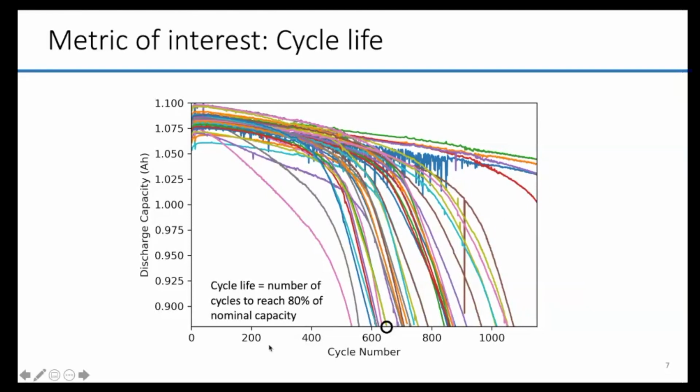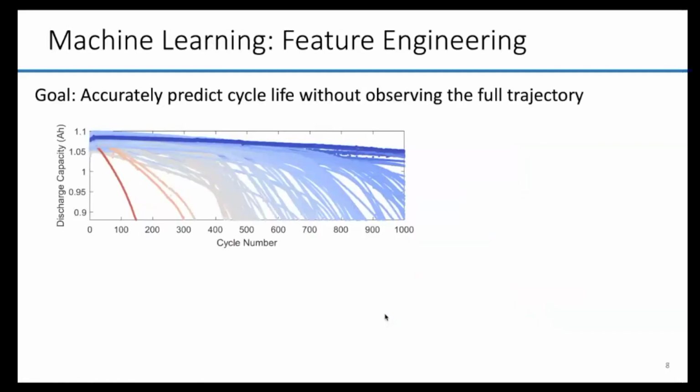In this case, these batteries have a nominal capacity of 1.1. And so you can see some diversity in these trends. At this point, once we cross on this x-axis and reach this 80% nominal capacity, we consider the battery to be dead.